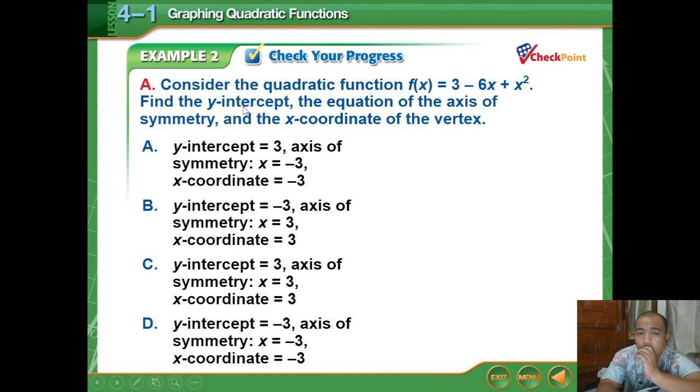So, for the y-intercept, it's equal to c. The equation of the axis of symmetry equals x equals negative b over 2a, or x equals h. And the x-coordinate of the vertex is equal to negative b over 2a. The x-coordinate of the vertex is also the negative b over 2a.